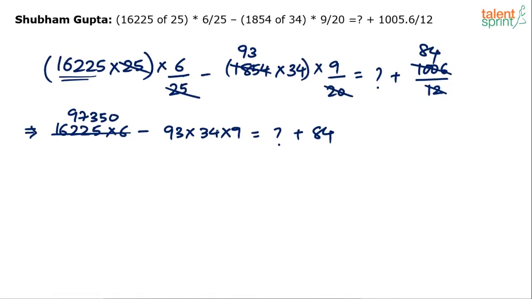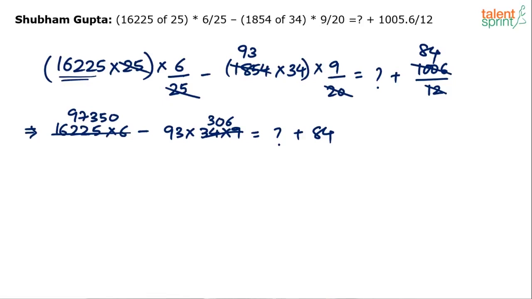This calculation would take a little time. So what do we do? I think you can maybe either do 93 into 34 first or 34 into 9 first, whichever you find is easy. Let's do 34 into 9, right? What is 34 into 9? 270 plus 36, 306. Right? So 93 into 306. How do you do 93 into 306? Let's say 93 into 300 plus 93 into 6.